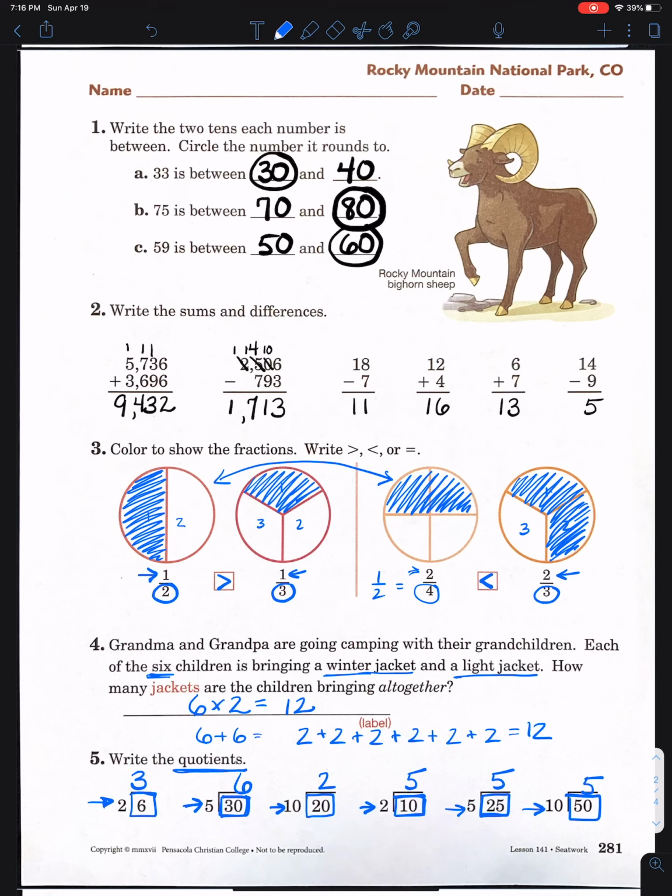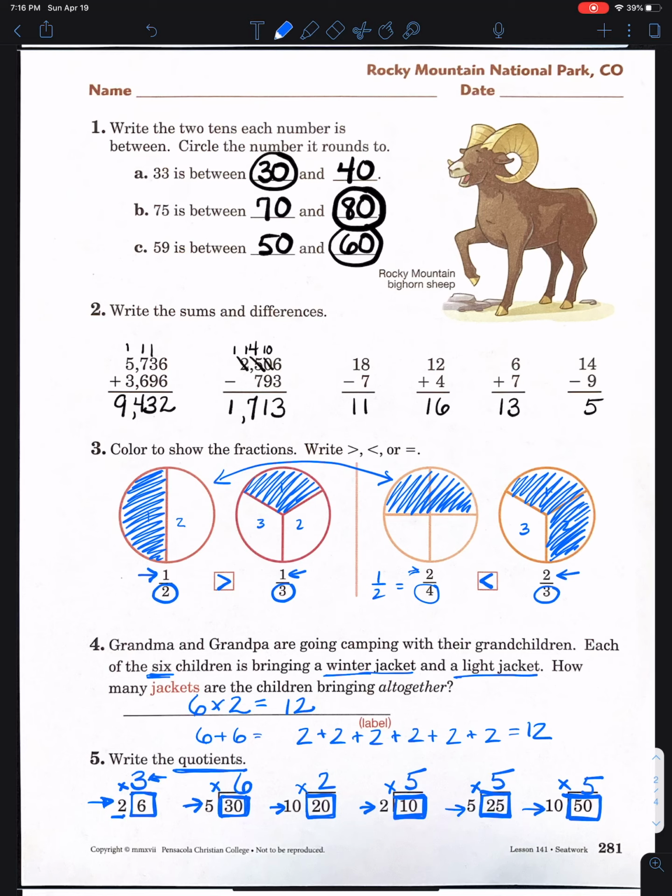So let's go back and notice something. This number times your quotient, or the answer, equals the number in the box. 2 times 3 equals 6. 5 times 6 equals 30. 2 times 10 equals 20. 2 times 5 equals 10. 5 times 5 is 25. And 10 times 5 is 50.